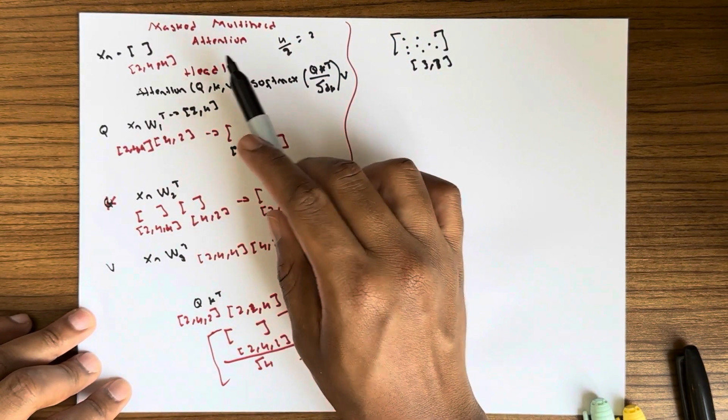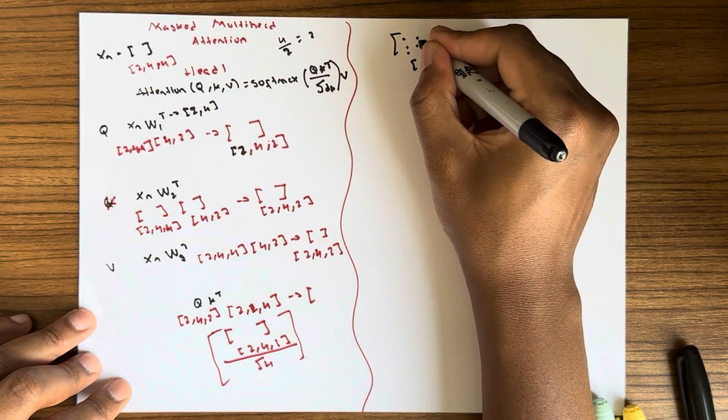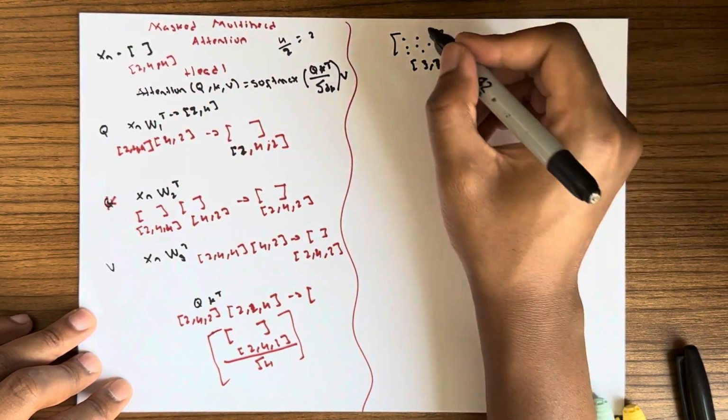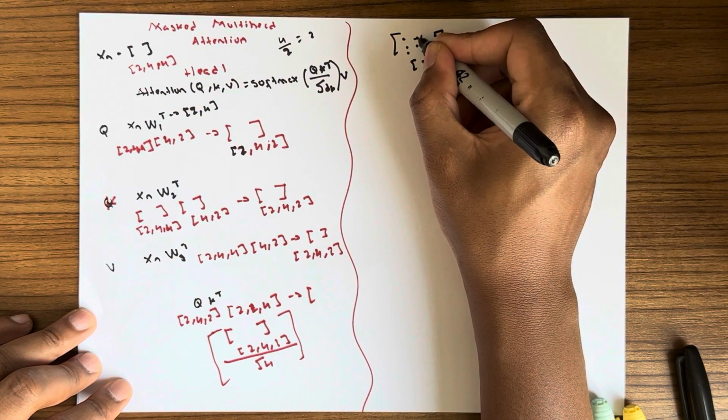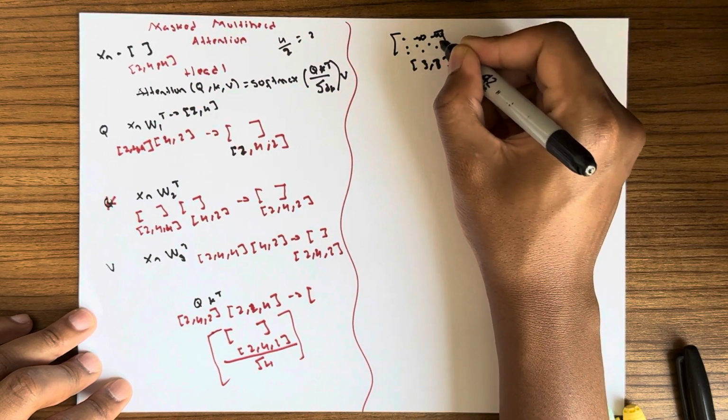That is why we're applying this masking, and the way to do it is we look at the upper triangle and make it minus infinity.